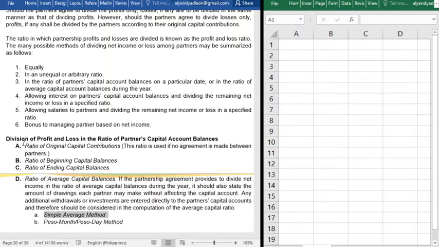Now class, we have two methods, the simple average method and the peso month, peso day method. Simple average method, from the word itself, is just to simply add the beginning plus ending and then divide their sum by 2. Then we have the peso month and peso day method, in which we're really going to get the weighted average for the whole year, which is really more justified and more fair to the capitalist partners, but since it is more justifiable, it is more complex.